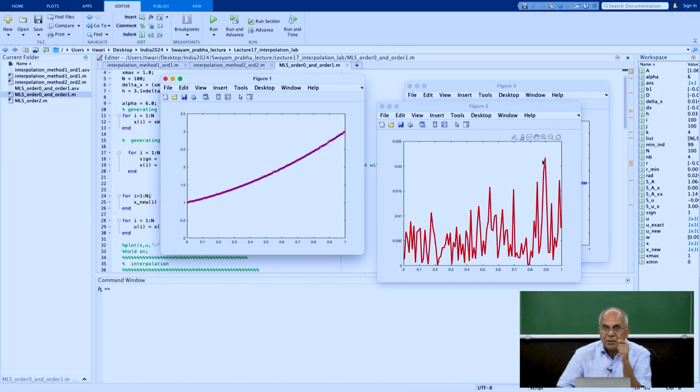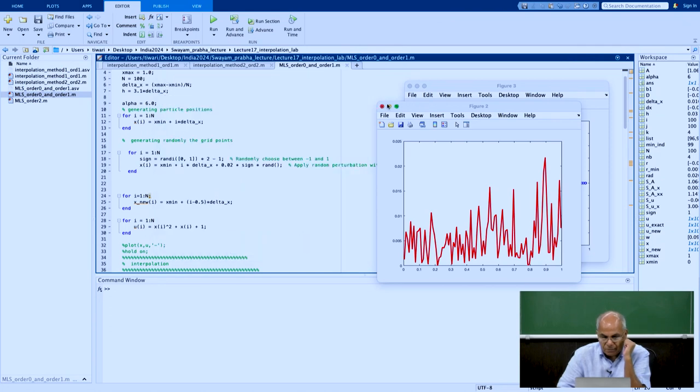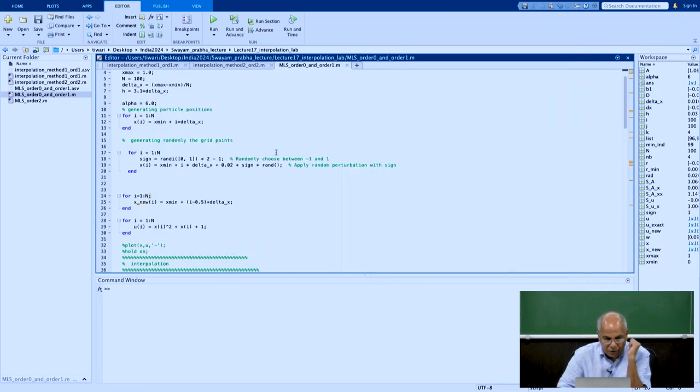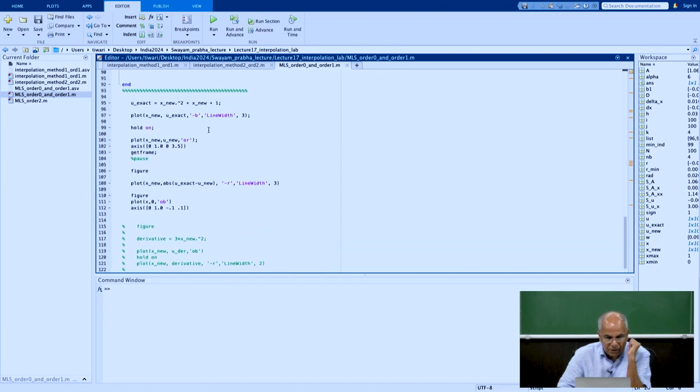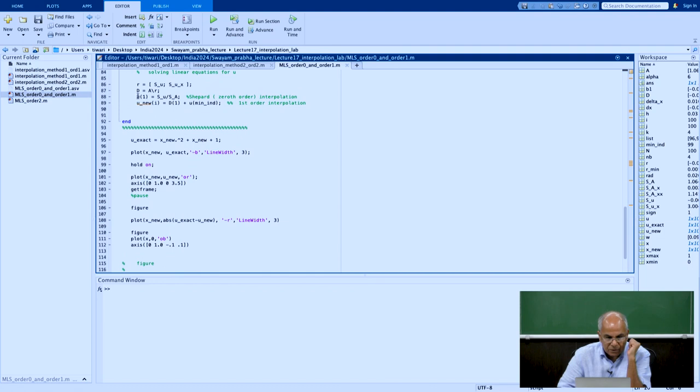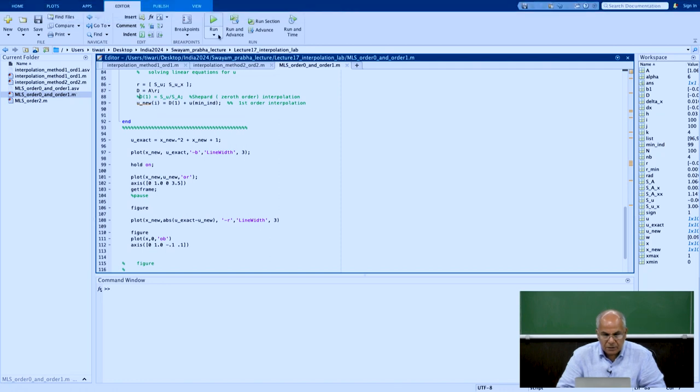So what will happen when I take my first order approximation? Yeah, the first order approximation. So this is the Shepard interpolation. Let us do the first order interpolation with the irregular grid. So let me comment out this Shepard interpolation. Let us see how it is.